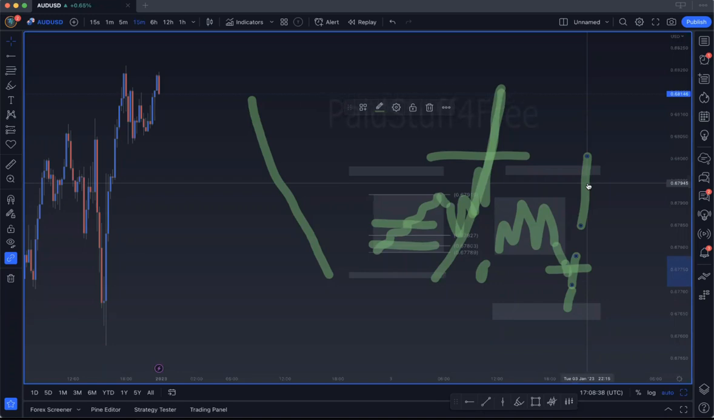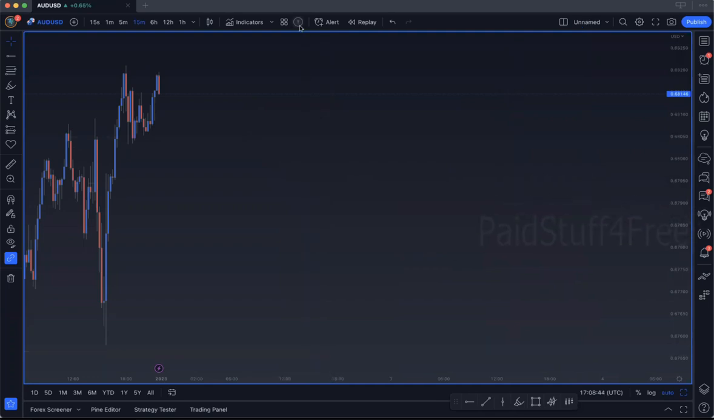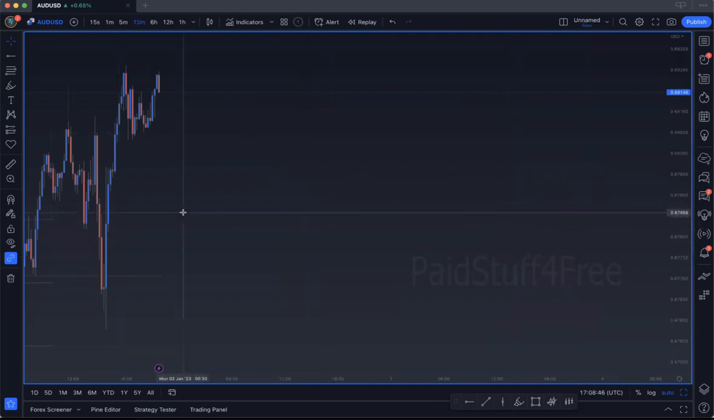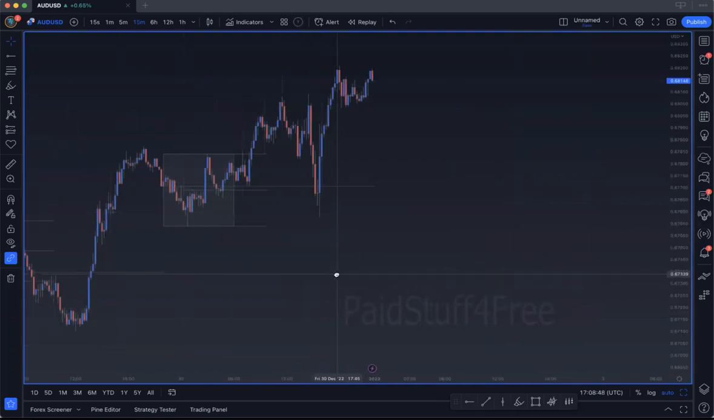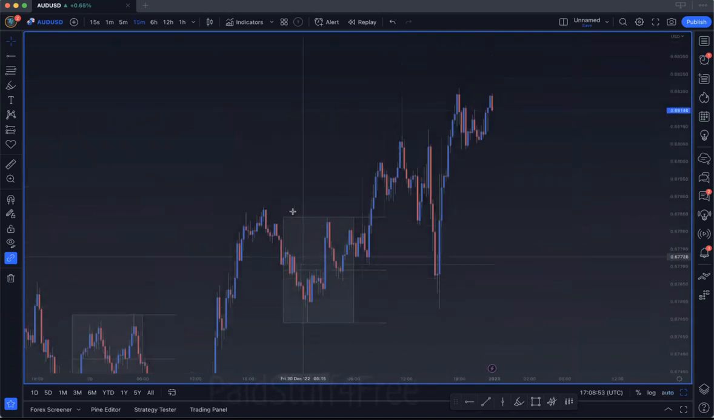So now let me go ahead and delete this. Let's go ahead and throw it on. All right, so now if we look at this area right here, you can see that True Tokyo is so clean. Once we hit that True Tokyo, the majority of Tokyo was basically just trending.